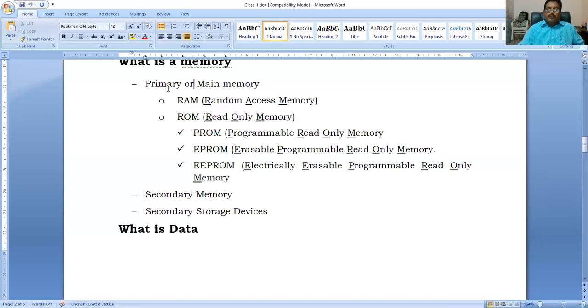Here, this primary memory is also called the main memory, and the main memory is divided into two parts. The first one is the random access memory, also called read-write memory. The second one is the read-only memory, ROM, which has another three parts: programmable read-only memory, PROM; EPROM, erasable programmable read-only memory; and EEPROM, electrically erasable programmable read-only memory.